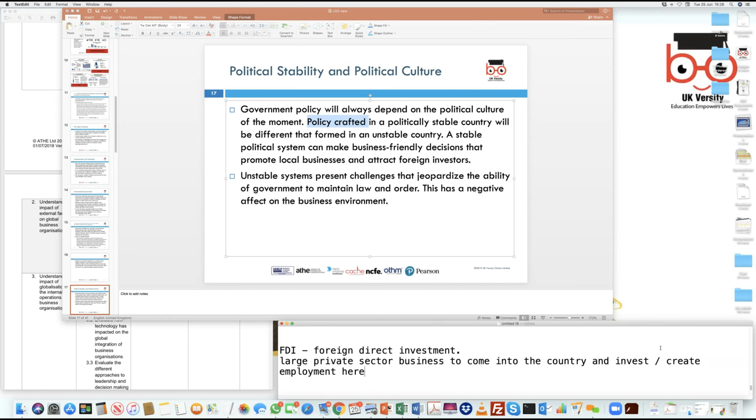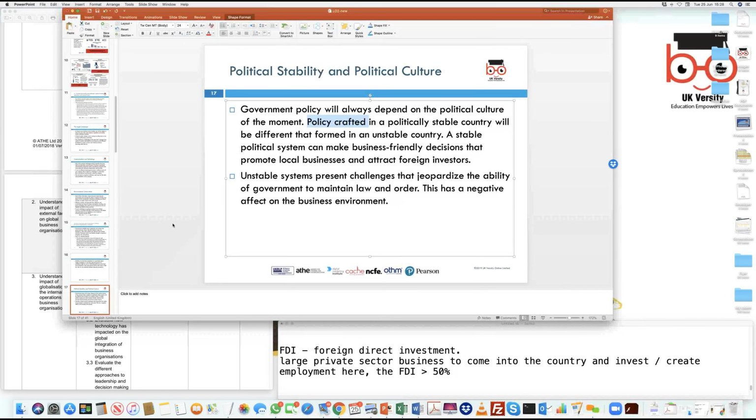So here, the government allows companies to bring foreign direct investment and have more than 50% ownership in the business. And that is where it also creates long-term policy to promote growth in the economy. Okay?